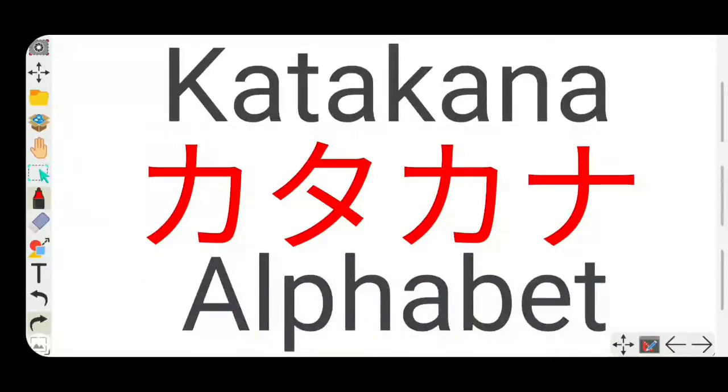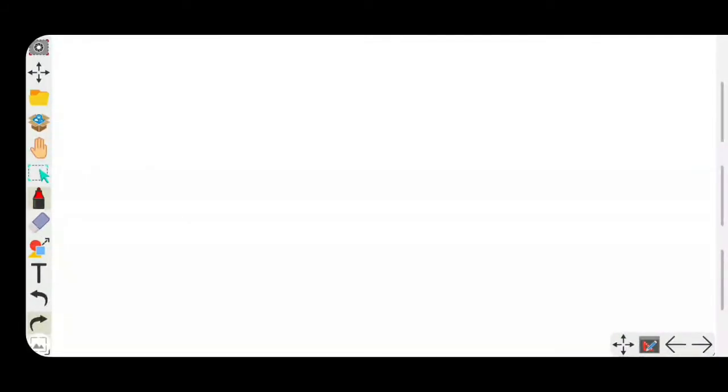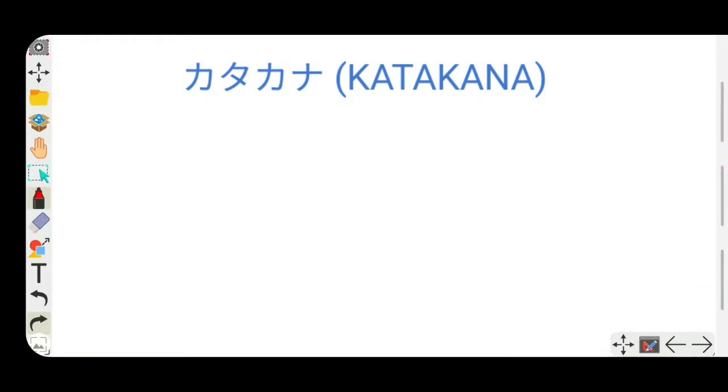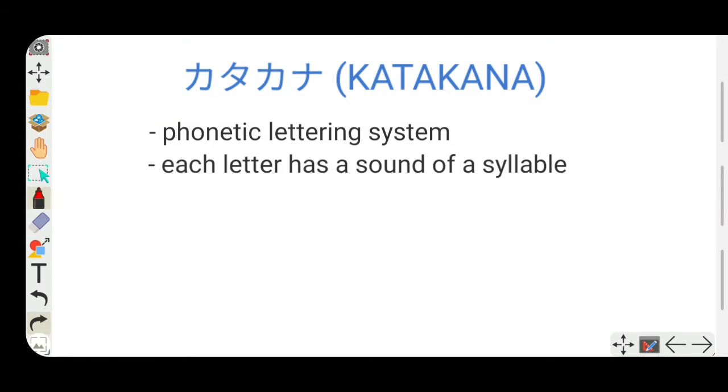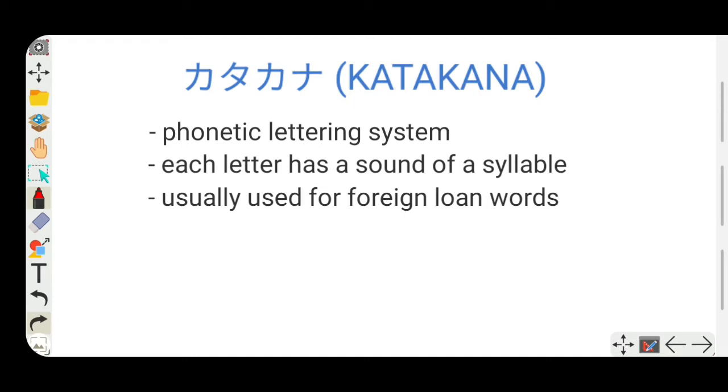Konnichiwa, Senpai Tachi. Our first topic was the Hiragana alphabet. Now, we are going to learn about the Katakana alphabet. So, just a little bit of insight about this topic. Katakana, same as Hiragana, is a phonetic lettering system. Each letter of the Katakana alphabet represents the sound of a syllable, which is exactly the same sound as Hiragana. Katakana is usually used for foreign words.